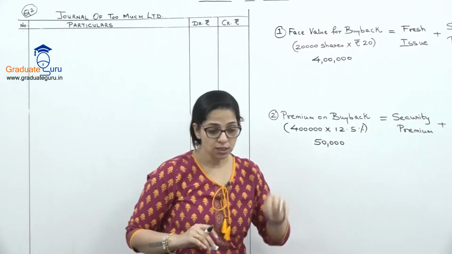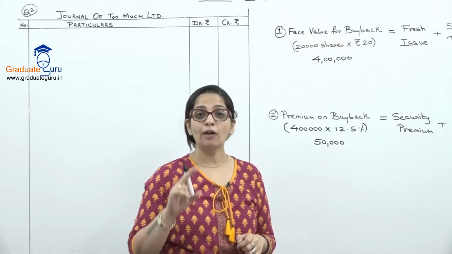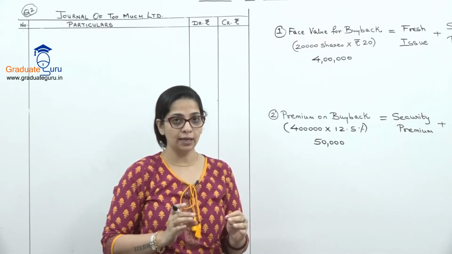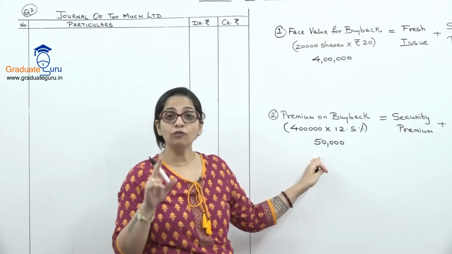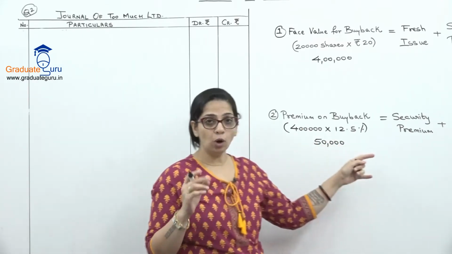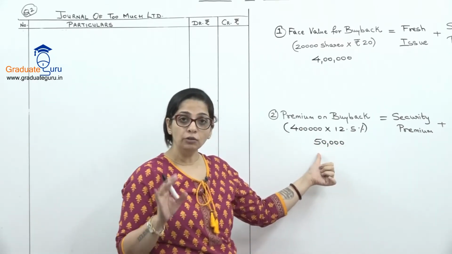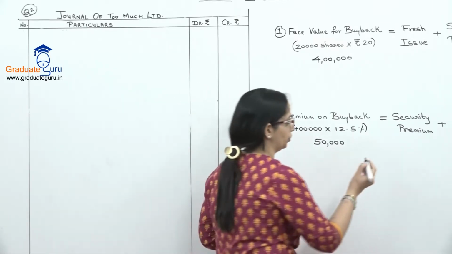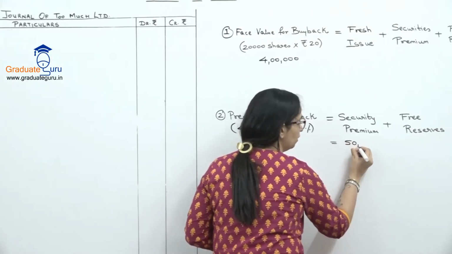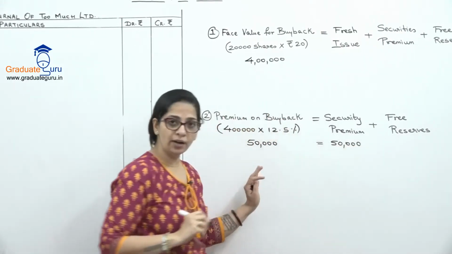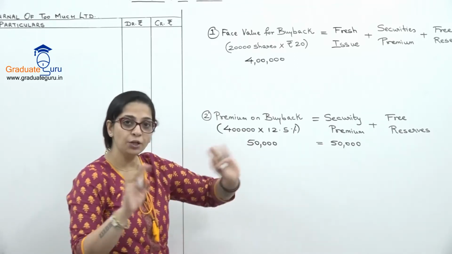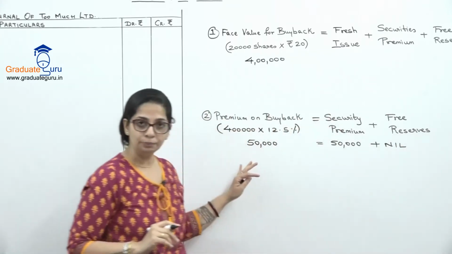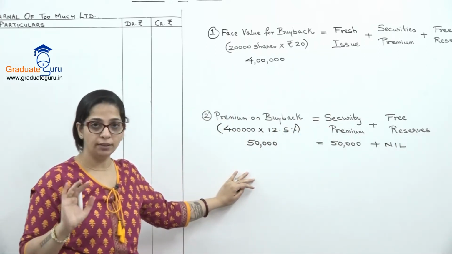Okay. How much security premium do we have? We have 2 lakhs of security premium in our balances. In the balance sheet given, it says that we have 2 lakh of premium. I don't want 2 lakh. I only want 50,000. So I will use only 50,000 from the security premium account. So this entire 50,000 I am getting from security premium itself. So from the reserves I don't want anything. So it's a nil. So my premium equation is done.